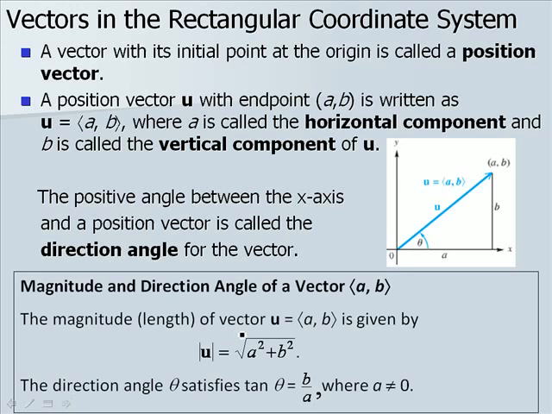So we're able to find the magnitude of our vector by using the Pythagorean theorem in our right triangle here and taking the square root of a squared plus b squared to give us the magnitude of the hypotenuse, which is our vector. The direction angle satisfies the tangent of theta, which is opposite over adjacent, or in this case B over A, assuming A is not 0.